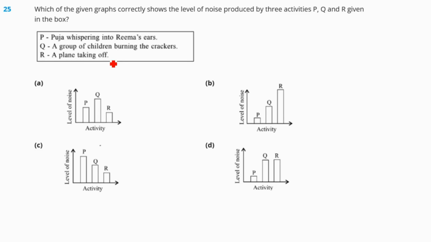Here you can understand that R should be the maximum one because when a plane is taking off, it creates a lot of sound. And then it should be Q because there is a group of children burning the crackers. Burning crackers creates a lot of sound. And the minimum should be Pooja whispering into Dina's ears. So R should be maximum, then Q, then P. Option B is showing the same thing that I have explained just now. So B can be our correct answer.